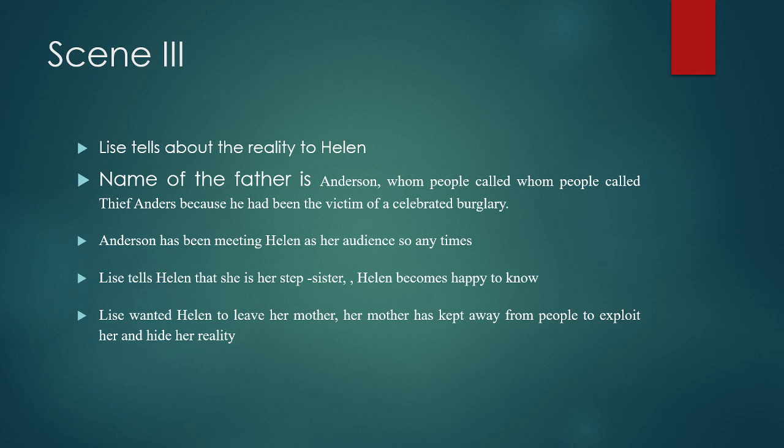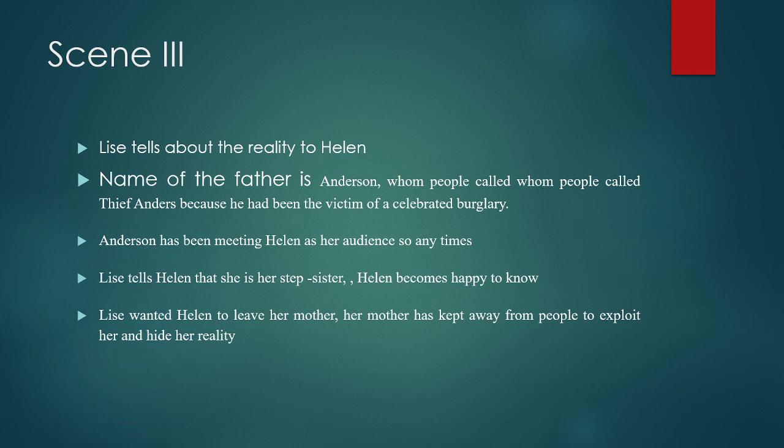And finally, Lise also tells her that she is her stepsister. Helen becomes very happy to know that. And even Helen can recall that Anderson has been meeting her. When Helen performs on stage, in the audience she can find her father so many times watching her and praising her. So in this way now she is happy knowing her past and her family also.